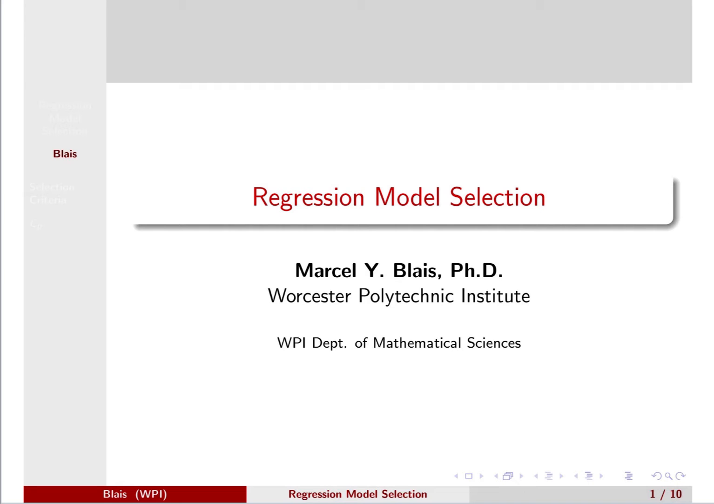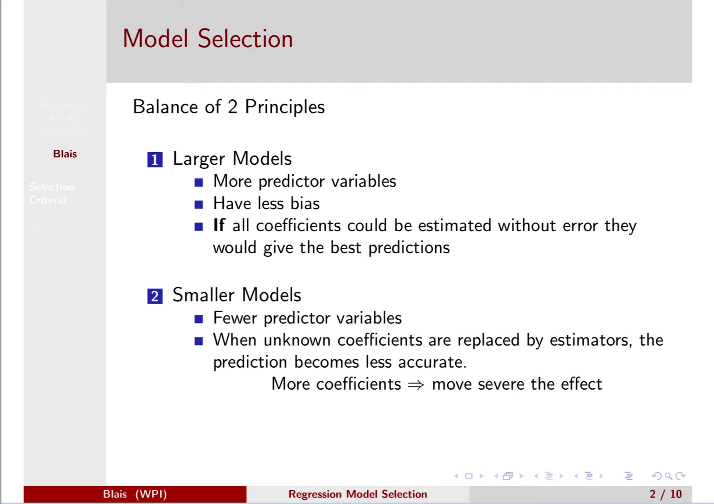In this lecture, we will be covering the topic of regression model selection, specifically working with multilinear regressions. When we are selecting a model, we are really balancing two different principles. The first principle would be larger models. We tend to favor larger models with more predictor variables. The idea here is the more predictor variables you have, the more information you are using, you're mining in this linear regression sense to predict the response variable. And because of that, you have less bias.